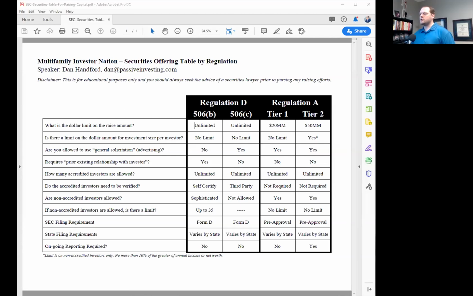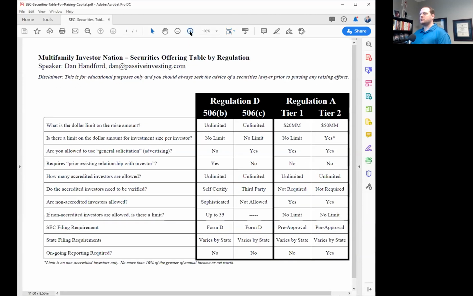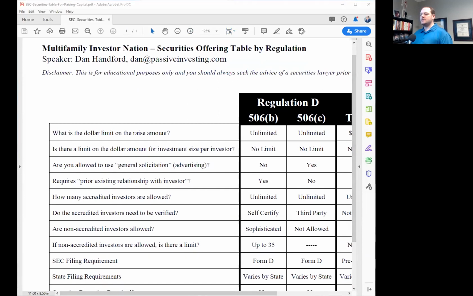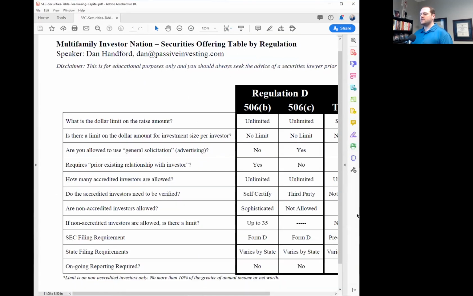So I see a couple of questions coming in. So let me just go through this chart real quick. Ignore Regulation A right now because we're not talking about Regulation A at all. So what I'm going to do is raise this up a little bit and zoom in so that you guys can see this entire chart to make it easy for you to stay focused. Because I know some of you were asking some questions about Regulation A.